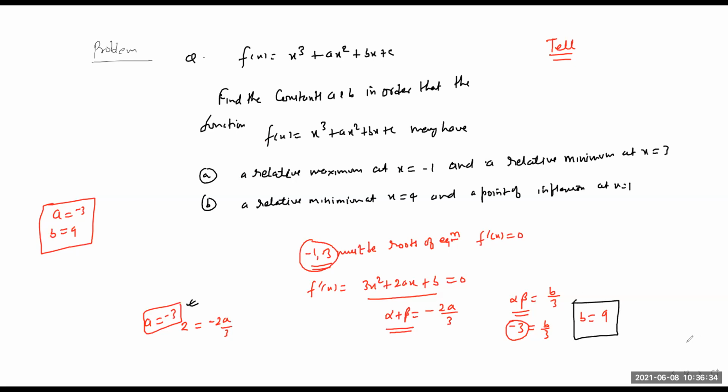So can you explain once again? No problem. Once again, sir, but first, how did you get b as 9? The product of the roots, how much is it from the quadratic equation, you know? -3. So -1 into 3 is -3. And from the formula of quadratic, we know alpha into beta is c by a. So, sir, it will be -3 is equal to b by 3. So b will be -9.